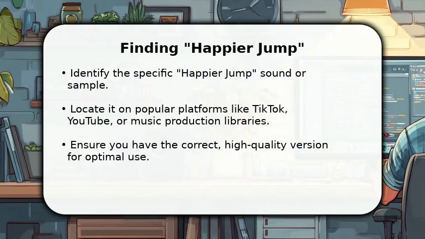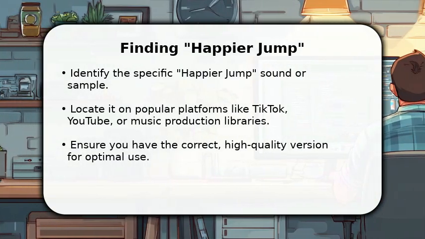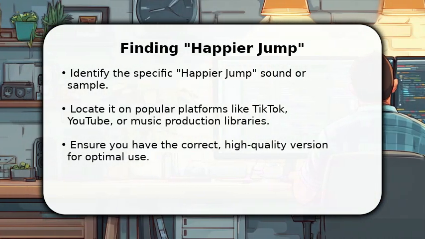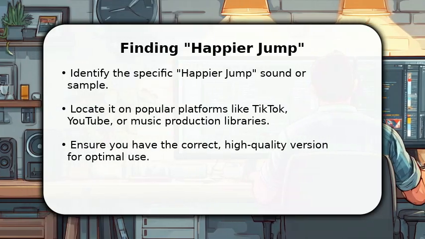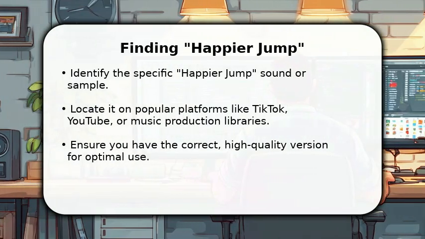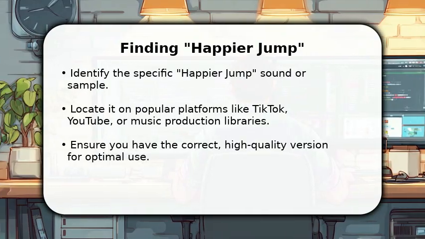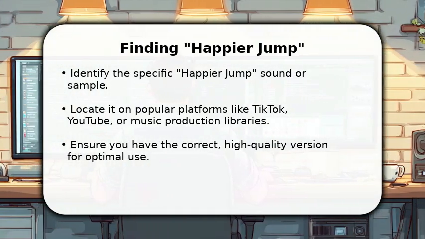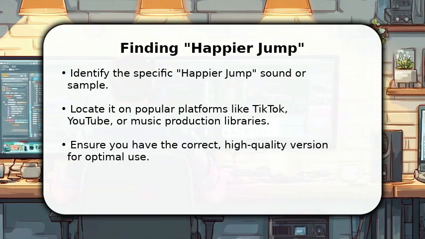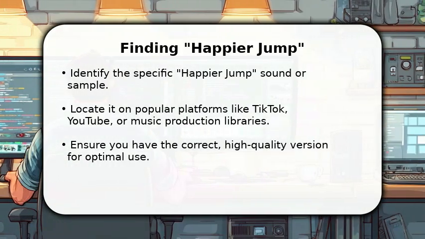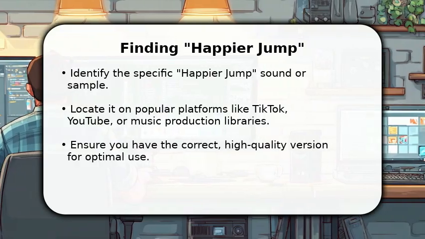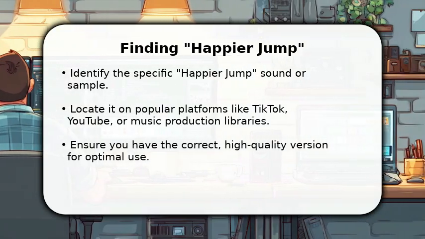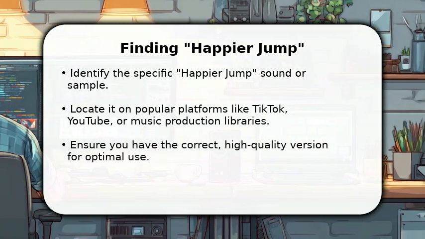In this video, I will explain how to use the Yungblud Happier Jump sound. First, you need to identify and locate the specific audio clip. Search on platforms like TikTok, YouTube, or dedicated sound libraries. Look for official releases or widely recognized versions to ensure quality. This initial step is crucial for a successful integration into your creative projects, setting the foundation for your content.